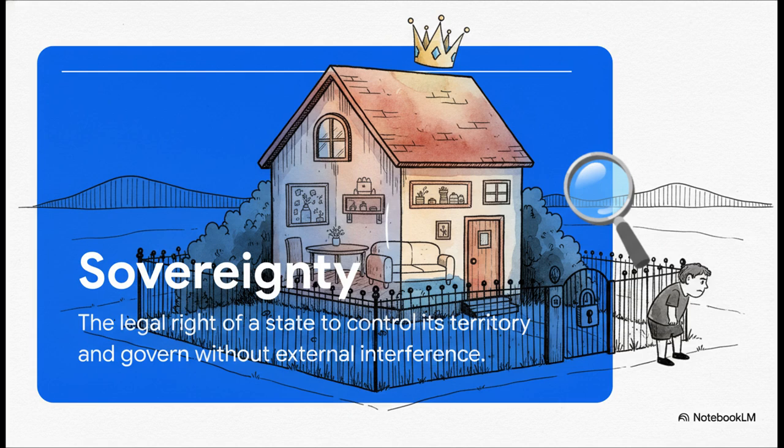Okay, first up is sovereignty. Think of it this way. Your country is your house. Sovereignty means you are the absolute ruler of that house. You set the rules, you decide who comes in, and no neighbor can tell you how to arrange your furniture. Simple as that. It's the fundamental right to be in charge of your own territory.